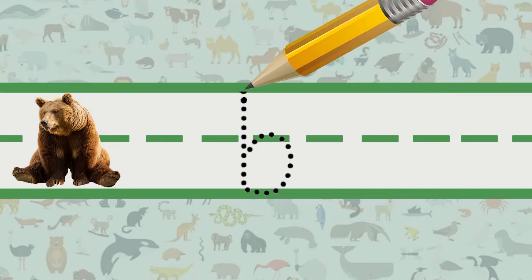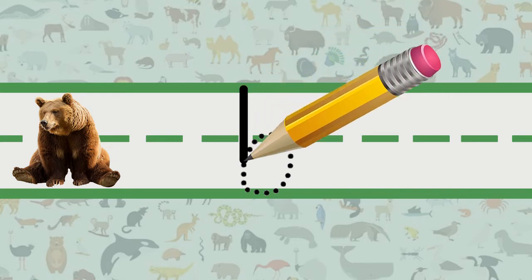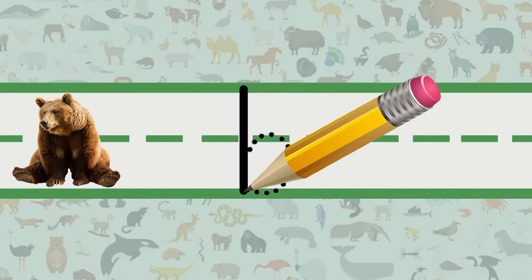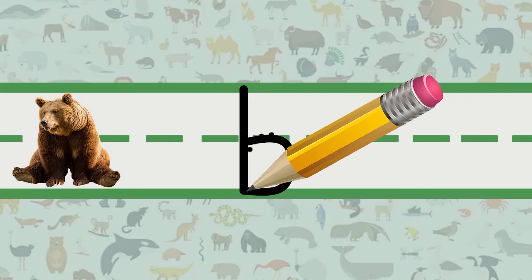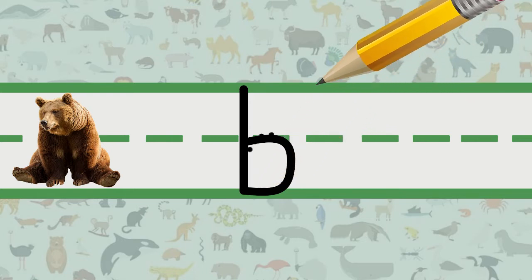Start at the top and draw a straight line down to the bottom. Now go to the middle and draw a curved line down to the bottom. Good job! Let's do that again.